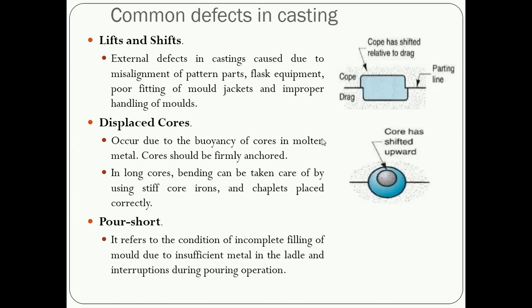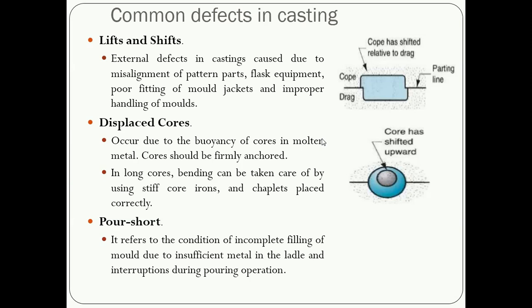In a long core, bending can be taken care of by using stiff irons, and chaplets should be placed correctly. The core should be supported properly by using chaplets. If the core has more length, we have to use more chaplets. We have to avoid sagging of the core, bending of the core, or shifting of that core. Otherwise, the displaced core defect will come and it has no remedy. Directly you have to treat this casting as scrap.